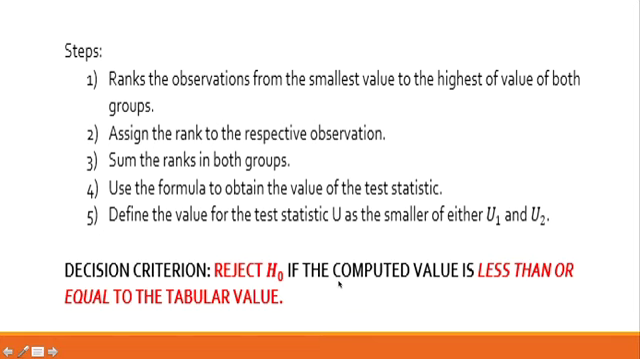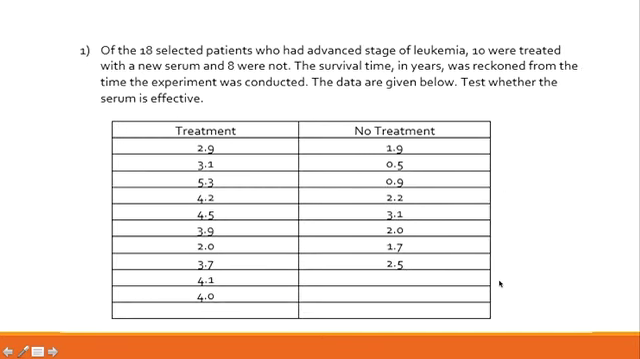Although there is another test known as the Wilcoxon signed rank test, which is the alternative of the dependent t-test. Pero hindi na to, kasi hindi ko na isinama sa module na to. Kaya ito lang yung nag-iisang test na baliktad yung decision criterion. Again, we reject the null hypothesis if the computed value is less than or equal to the tabular value.